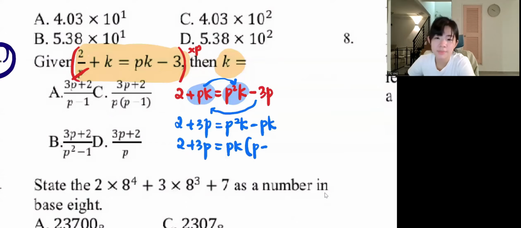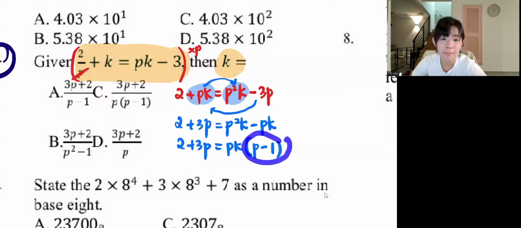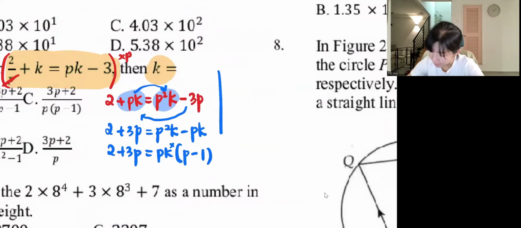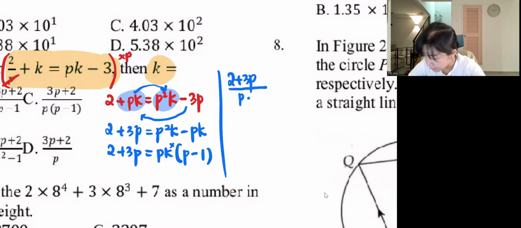Deviant, correct. Okay, so minus what? Pk is already factorized, means left 1. Okay, left 1. So p minus 1. So this bracket, there's no k, so you can move it over. We don't want the p minus 1. So times, bring over become divide. Okay, so 2 plus 3p over p minus 1 equal pk.